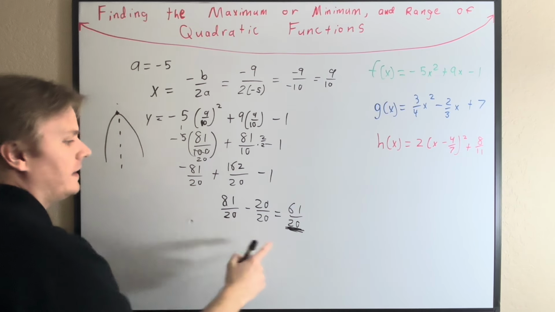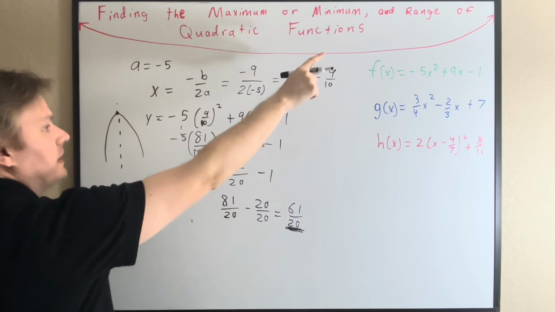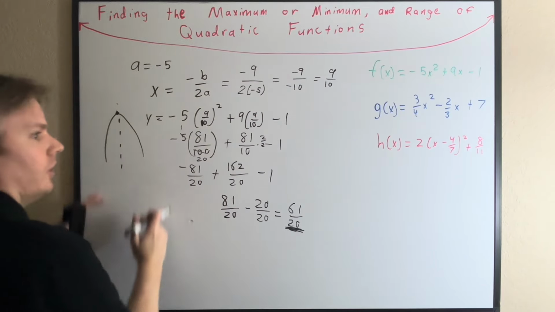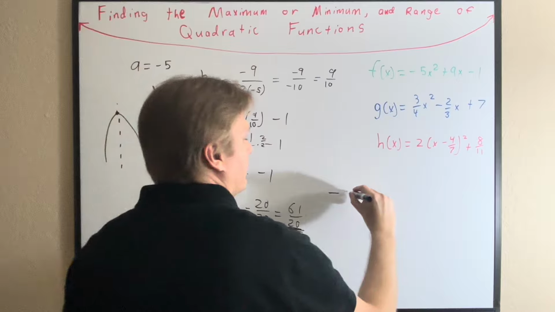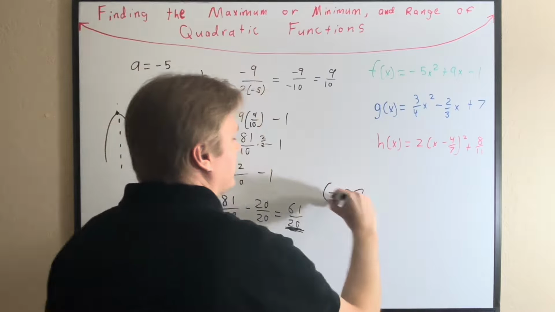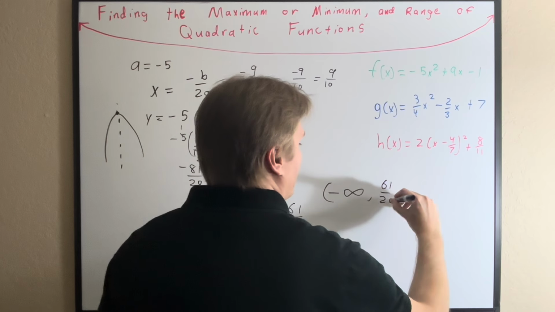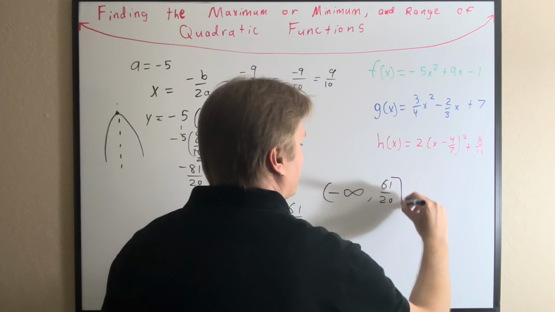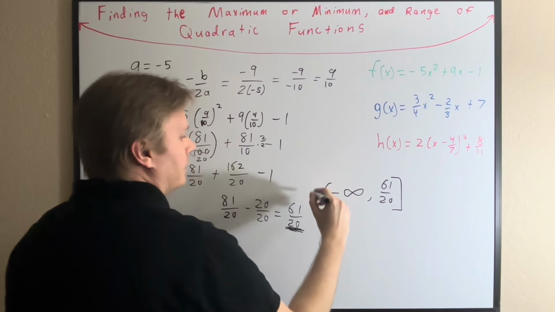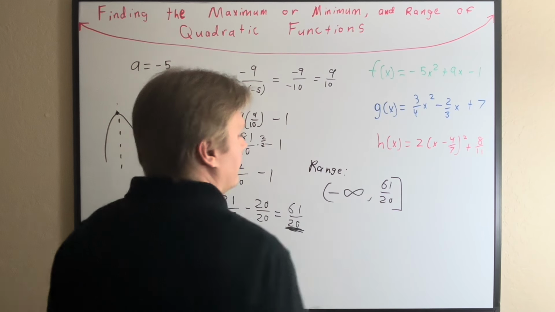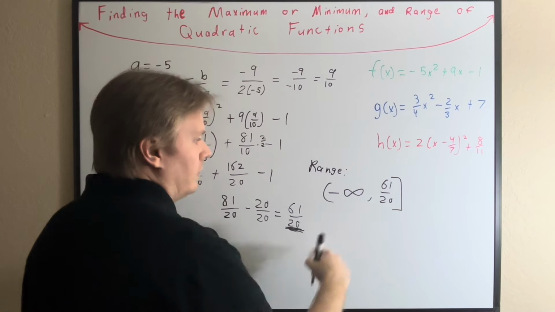Now, we use that to show what the range is. Since it's the maximum, the range includes all lower numbers, which means we're including negative infinity, and we go all the way up to 61 over 20, and we include it, so we put brackets there. That is our range. And the domain is all real numbers.